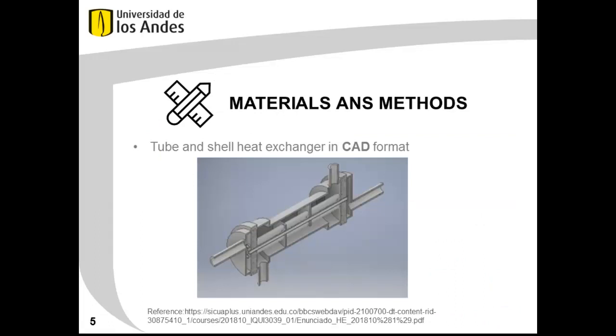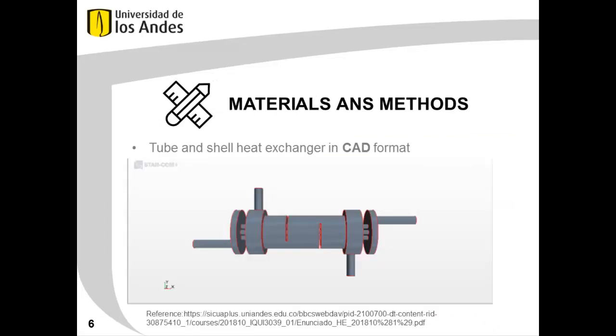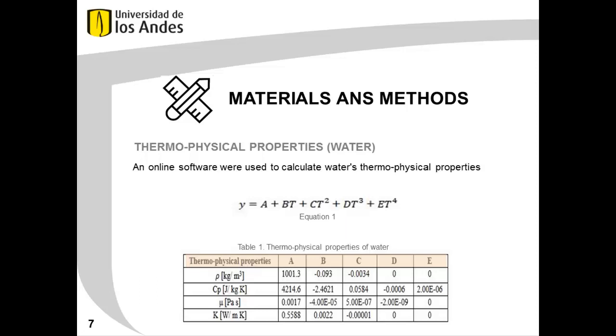Also, we use a tube and shell heat exchanger in CAD format that was given to us in the project. Here we can see the CAD. Also, we use thermophysical properties in polynomial values that were obtained in an online software to calculate these properties depending on the temperature. The properties we considered were density, specific heat, viscosity, and conductivity.